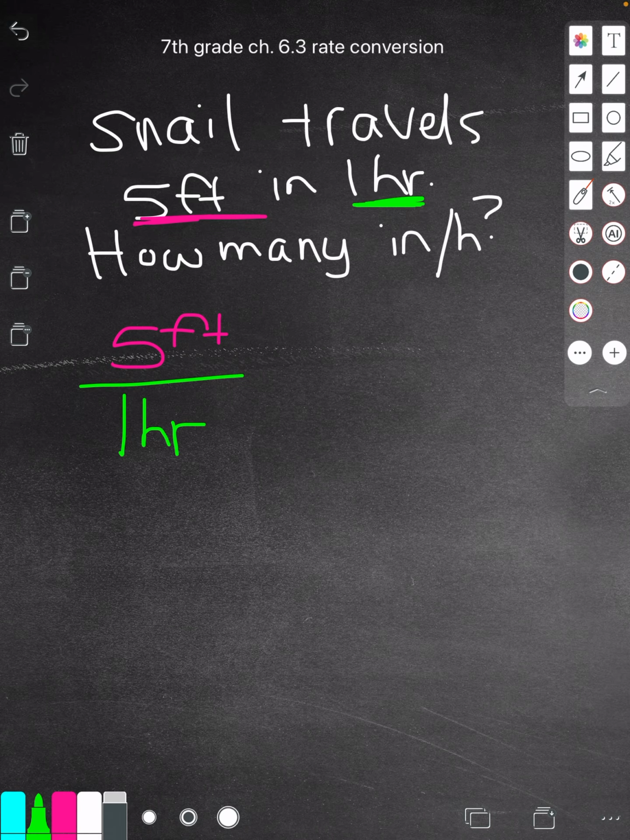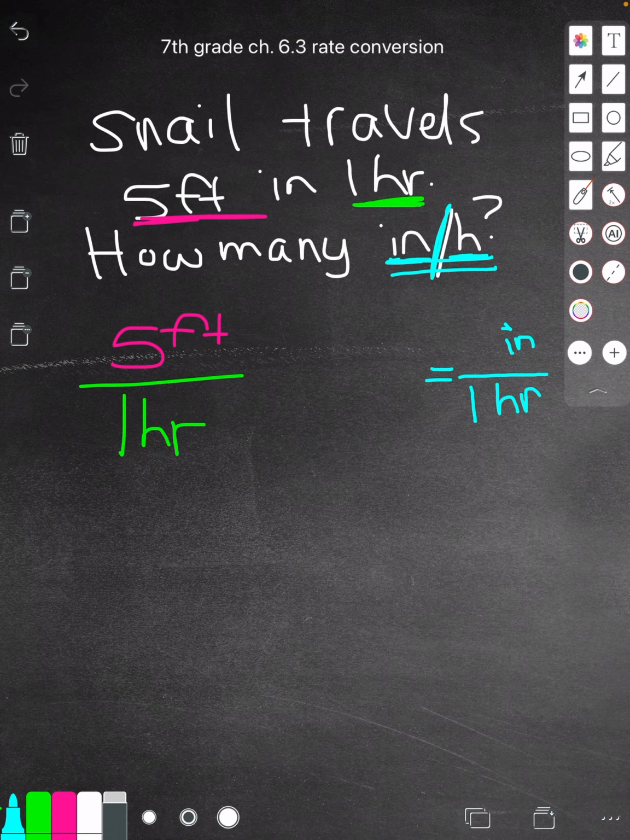So I'm going to go over here on the right, and I'm literally going to write down exactly what I'm looking for, what my end result should be. I want inches in 1 hour. How do I know that? Because that's what the question is asking us to find. How many inches in 1 hour?